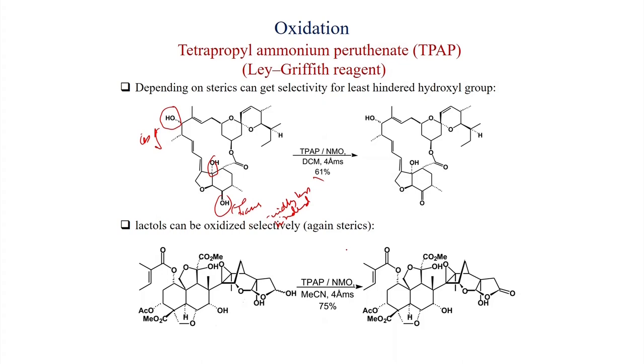Here you can see there is an alcohol present and there is a lactol present. When TPAP NMO is used, selectively this lactol is oxidized to the lactone without disturbing the secondary alcohol, because the secondary alcohol is also cis with this ether oxygen bond. So, this alcohol is in a sterically more hindered position, which is why TPAP can oxidize the less hindered lactol motif to the lactone.